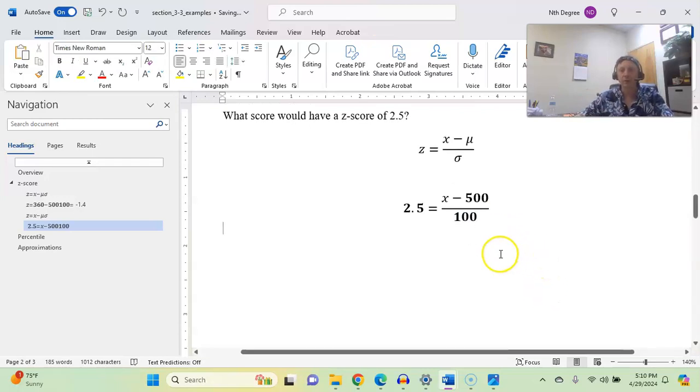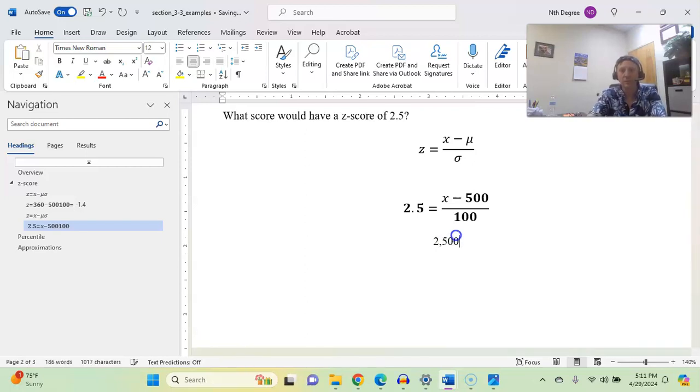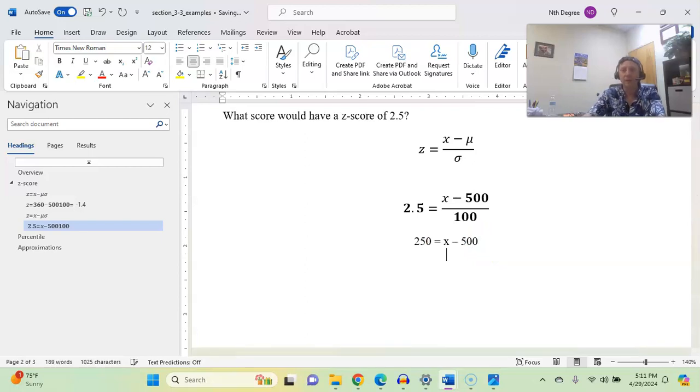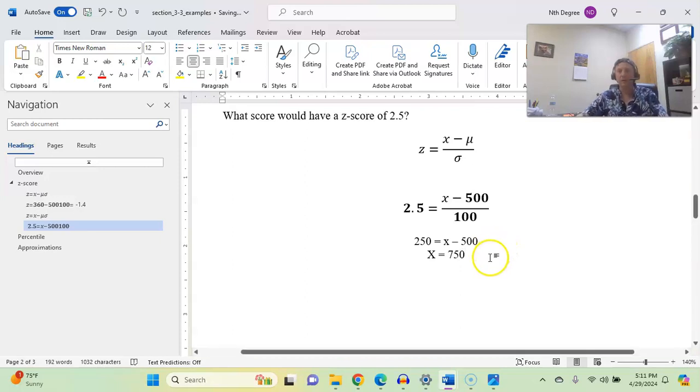What I mean by doing algebra is after we write this formula, the x that we're looking for is not isolated. It's buried with other numbers. So we'll just have to take a couple of algebraic steps to isolate it. For example, we could multiply each side of this equation by 100. And that would give you, sorry, not 2,500, 250 equals x minus 500. And then we can add 500 to each side and find that our desired SAT score, x, is 750.